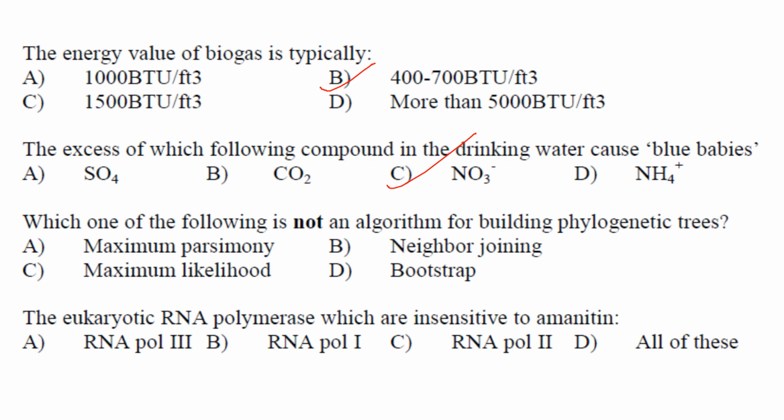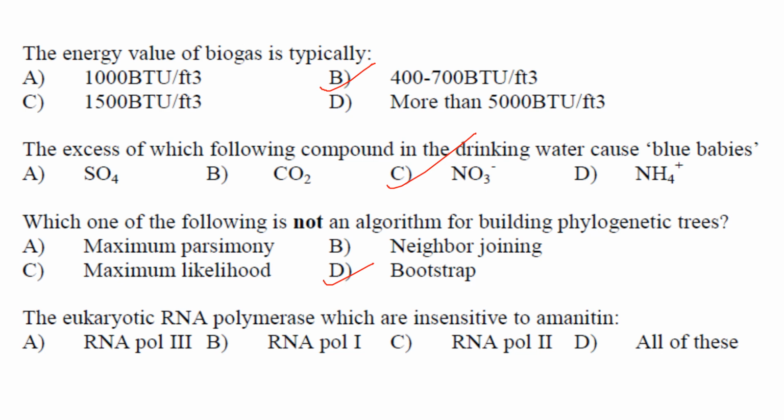Then which of the following is not an algorithm for building phylogenetic trees? It is bootstrap. Bootstrap is not an algorithm, it is a resampling method and is used to evaluate phylogenetic tree stability and estimate confidence in tree topology. What is maximum parsimony? It finds tree requiring minimum number of changes. Neighbor joining constructs tree based on distance matrix, and maximum likelihood finds trees maximizing probability of observing data.